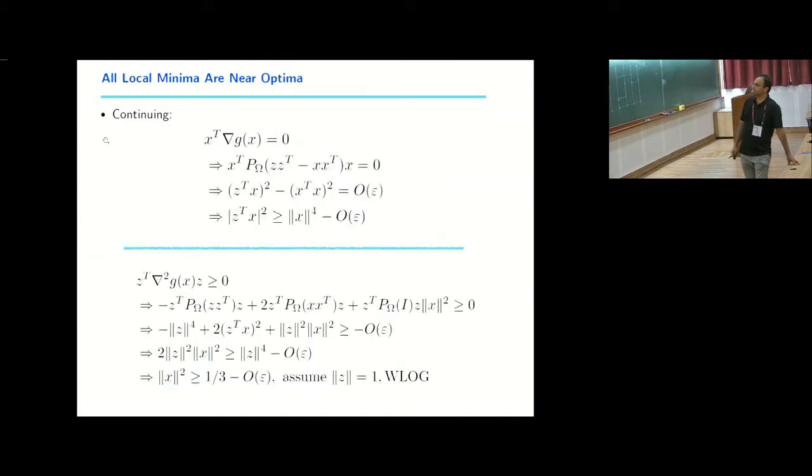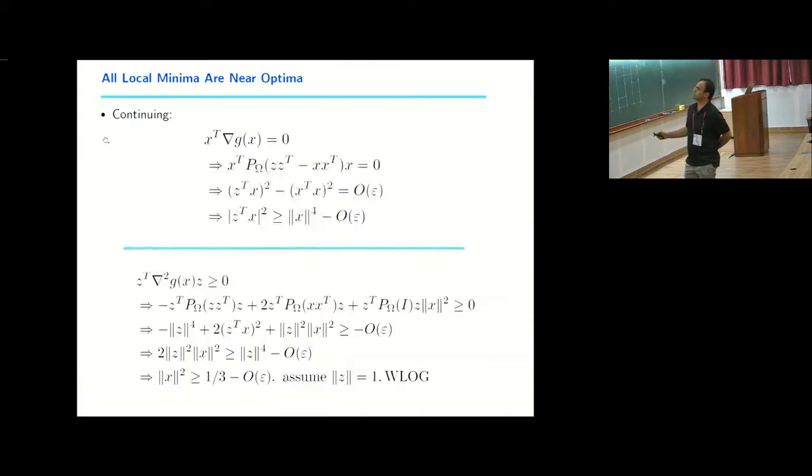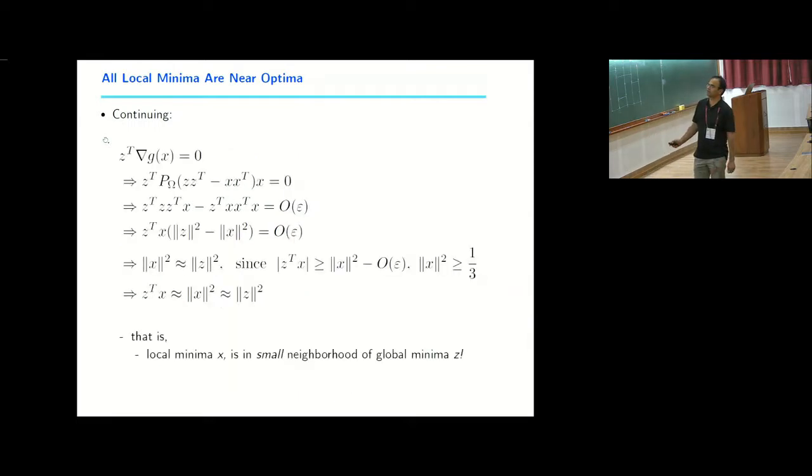Then a little bit of calculation would suggest that if x is a local minima and z is a global minima, you will get answers like this. This was one condition, and this is another condition. Putting these two conditions together, effectively you will conclude that z transpose x must be equal to x square, which must be equal to z square, which means that z must be x.